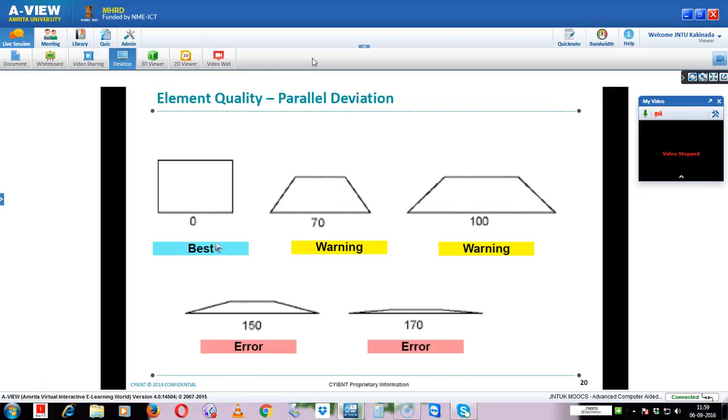So some of the examples of parallel deviation: this is the best. There is no parallel deviation for the square or rectangle, and 70 is a warning, and 100 is also a warning, and above 100 will be an error. Okay, 150 or 170, it will be an error.